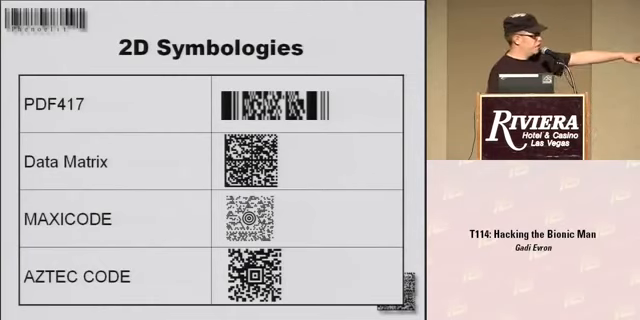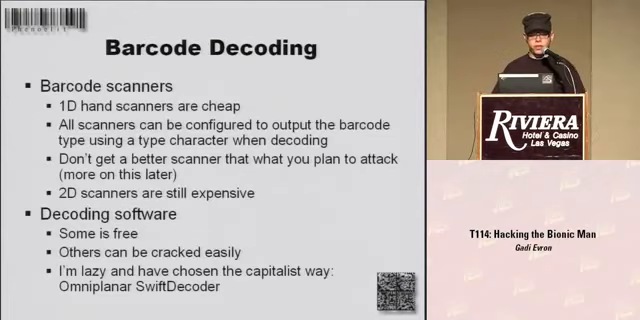You often see Aztec barcodes on UPS parcels. I've rarely seen MaxiCode except on stuff that Cisco sent me once in the mail. And PDF417 barcodes are widely used in Europe for ticketing systems, and we're going to go into those later.